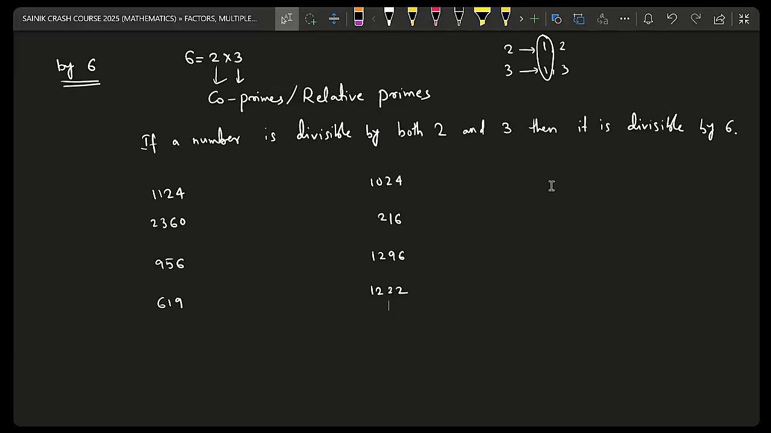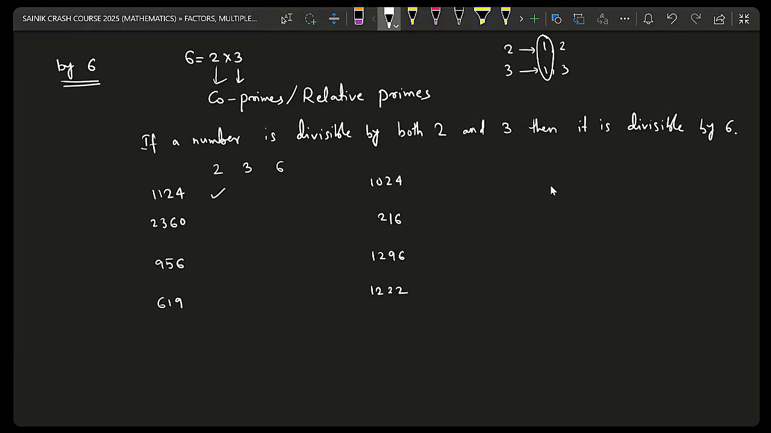First you check by 2, then you check by 3. Is it divisible by 2 first? Vishwajit, can you tell me how can you check a number is divisible by 2? Last digit 0, 2, 4, 6, 8. Okay. Is it divisible? Yes, sir. Is it divisible by 3?